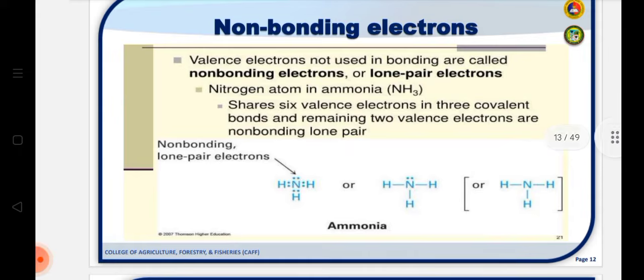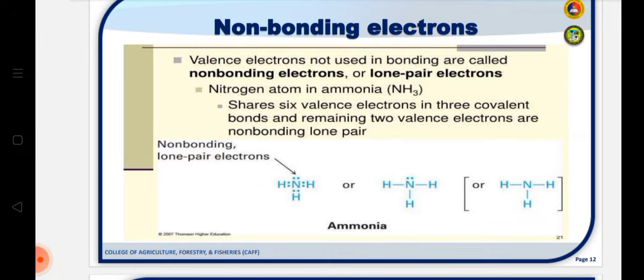Now let's proceed to the non-bonding electrons. Non-bonding electrons are the valence electrons not used in bonding or not included in bonding. So we call them non-bonding electrons or lone pair of electrons. For example, the nitrogen earlier in ammonia, NH3. It shares 6 valence electrons in 3 covalent bonds, and the remaining 2 valence electrons are a non-bonding lone pair.